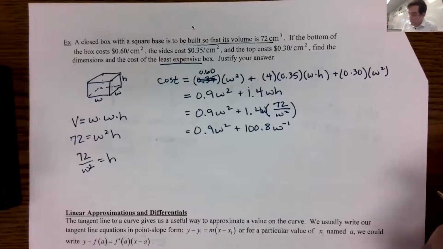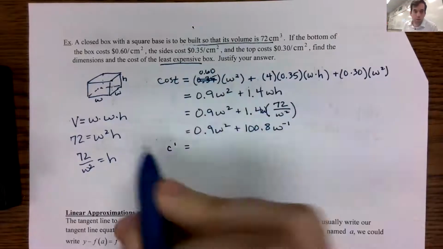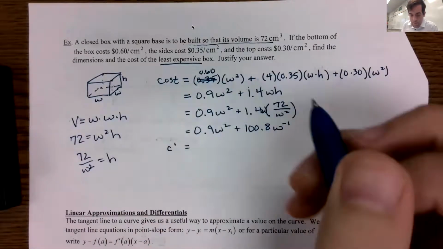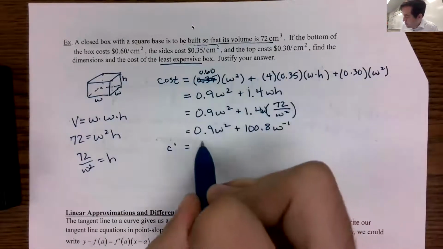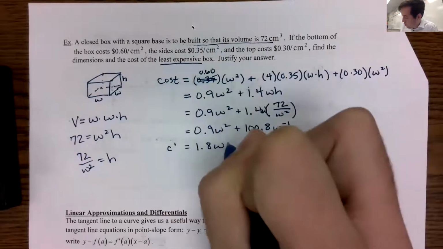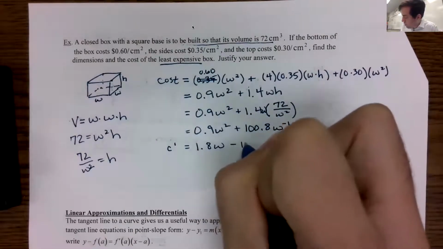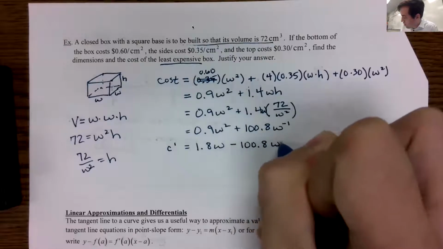And now we only have 1 variable. So now it'll be much easier to take the derivative. So I'm just going to abbreviate this as C prime. It's going to be 0.9 times 2, so 1.8 W. 2 minus 1 is 1, so our power is 1 there. And this will be minus 100.8 W to the negative 2.